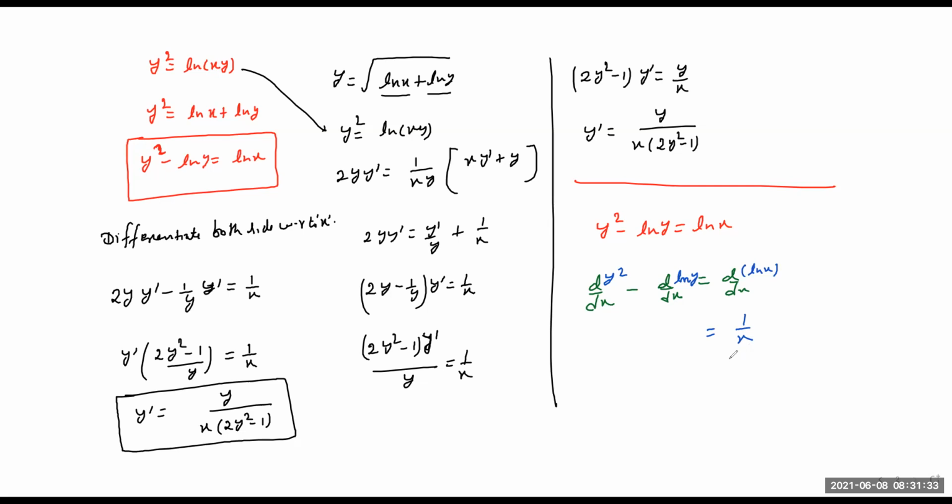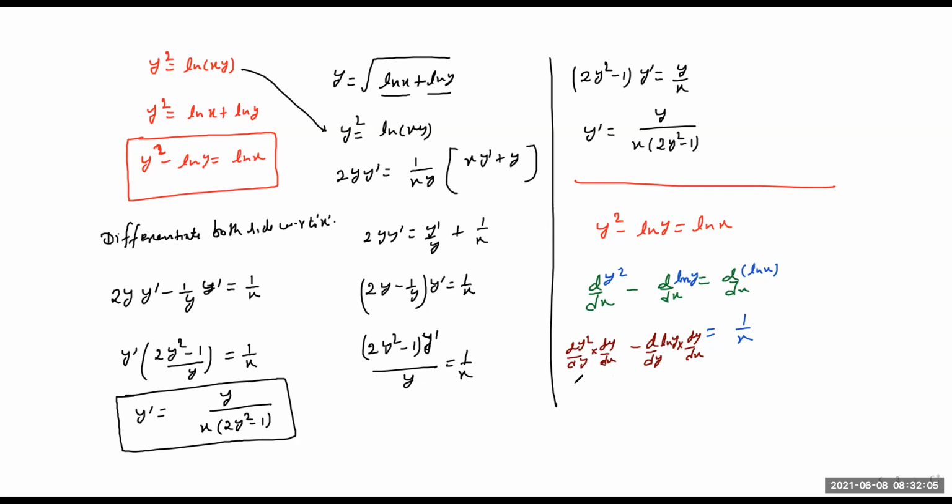Yes. Now look at the second term on the LHS, the term close to the equal sign. It's d by dx of ln y. You can't differentiate y with x. You have to use the chain rule. So you will add d by dy of ln y into dy by dx. Similarly, you cannot differentiate y square with x. You have to write dy square by dy multiplied by dy by dx.